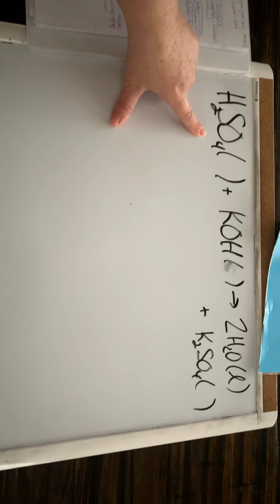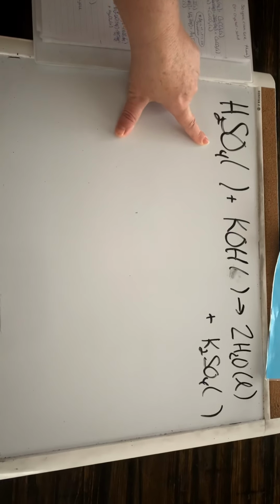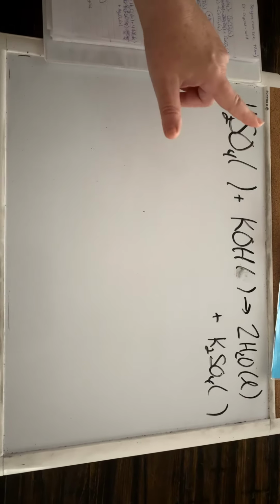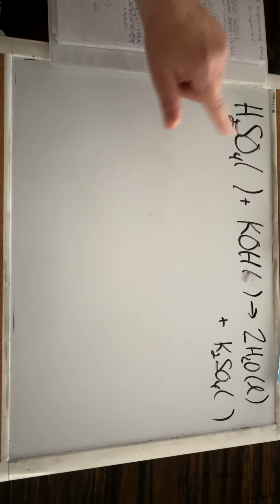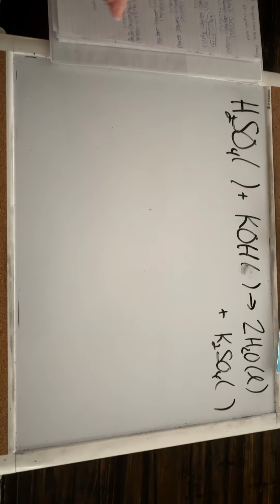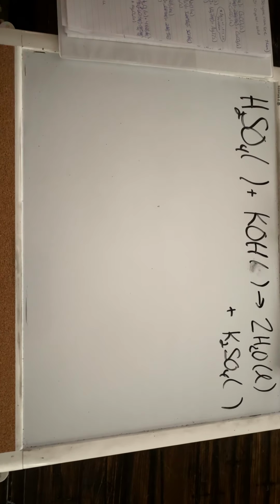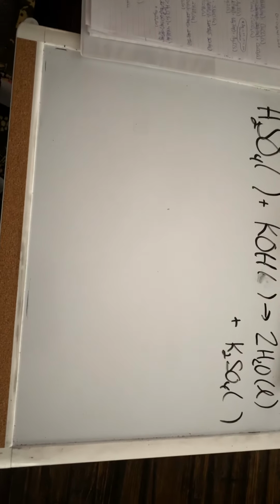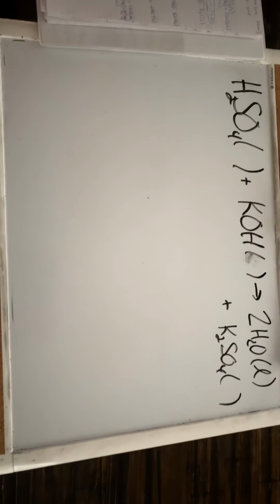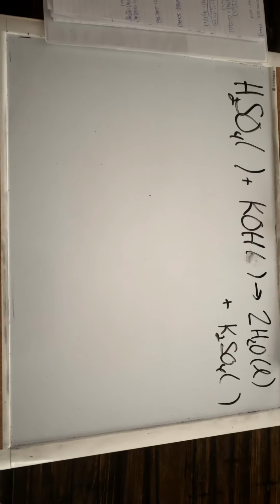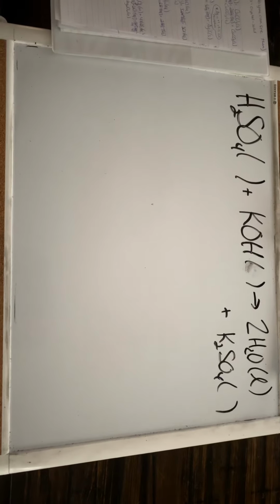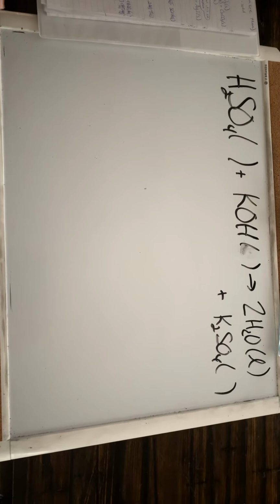Sulfuric acid is strong. Here's my hint. Sulfuric acid is strong. Phosphoric acid is strong. Then mostly it's just your HCl, your HBr, your hydrochloric, your hydrobromic, those kinds of things. Most of the time you're going to see sulfuric and phosphoric. Those are going to be the two big ones.